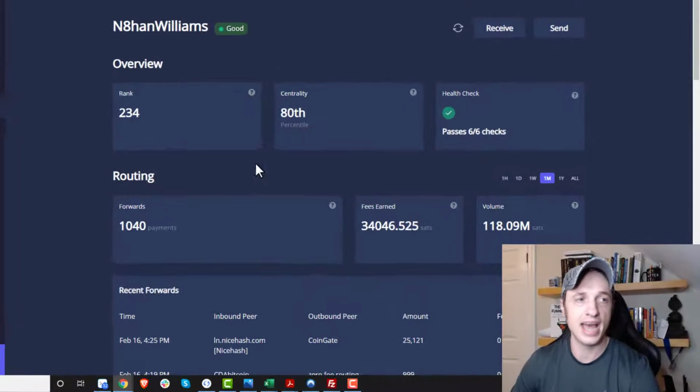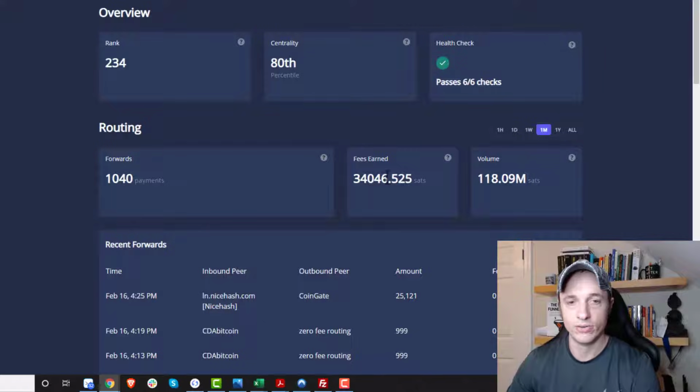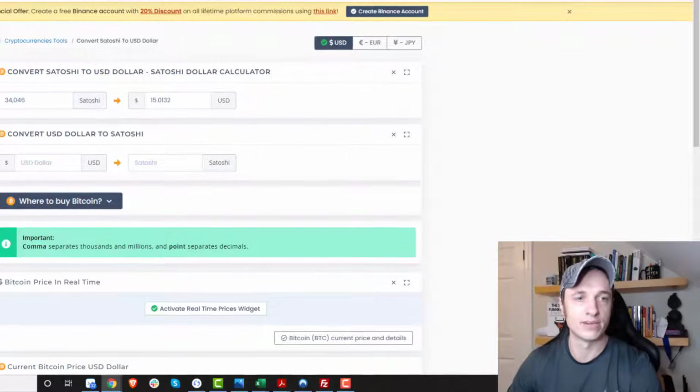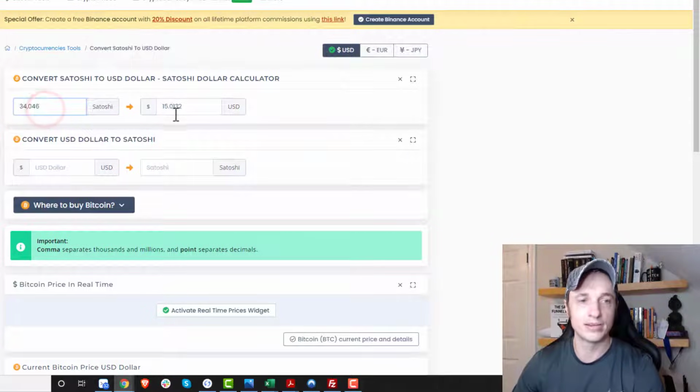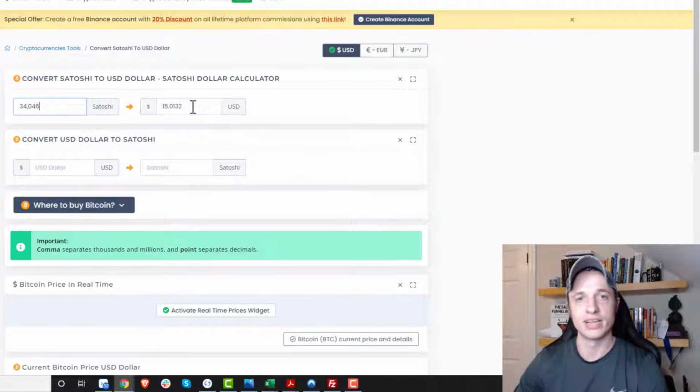So looking at the terminal here, we can see in the last month, I have forwarded about 1,040 payments. I've earned about 34,000 Satoshis, and my volume is 118.9 million sats. So 34,000 sats, if we convert that to US dollars, we come out to $15 I have made in the last month running Lightning payments.